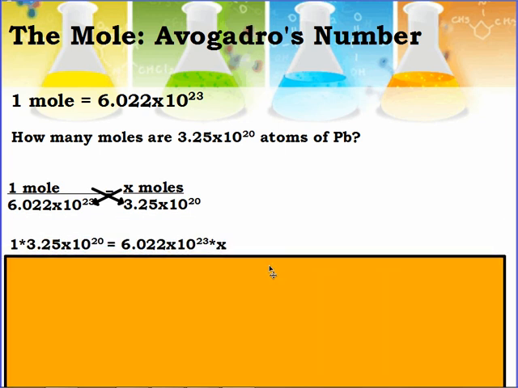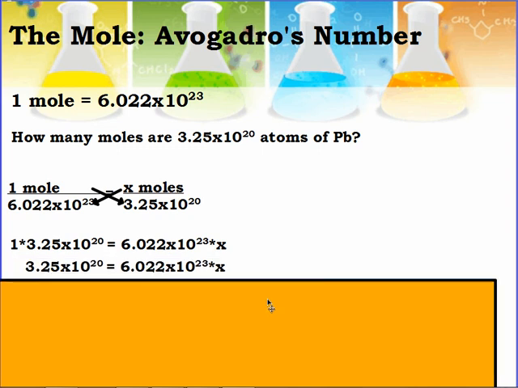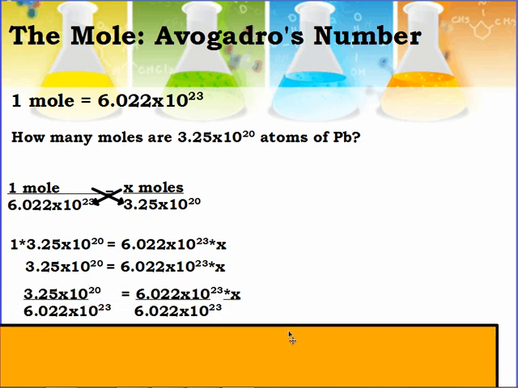We know we've got 1 times 3.25 times 10 to the 20 is equal to Avogadro's number times X. I'm going to simplify now, because any number times 1 is itself. I need to get X alone. Same thing I did before: I'm going to divide both sides by Avogadro's number, and this will cancel out and leave X alone.